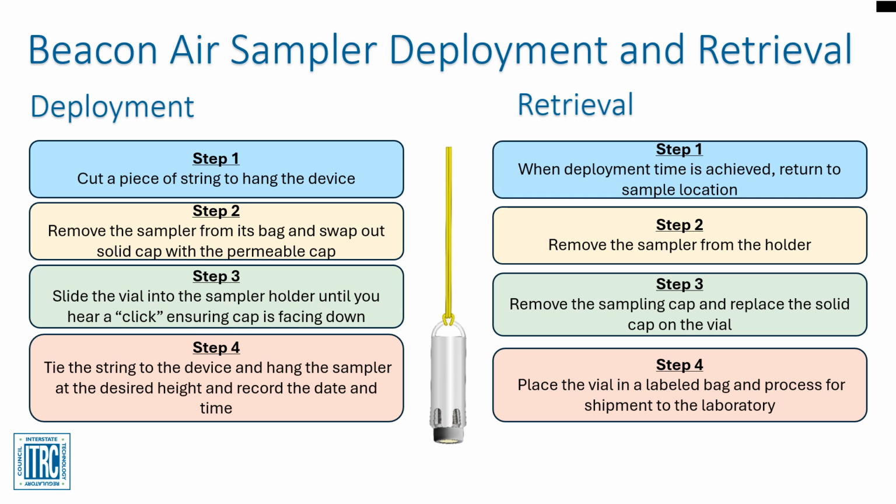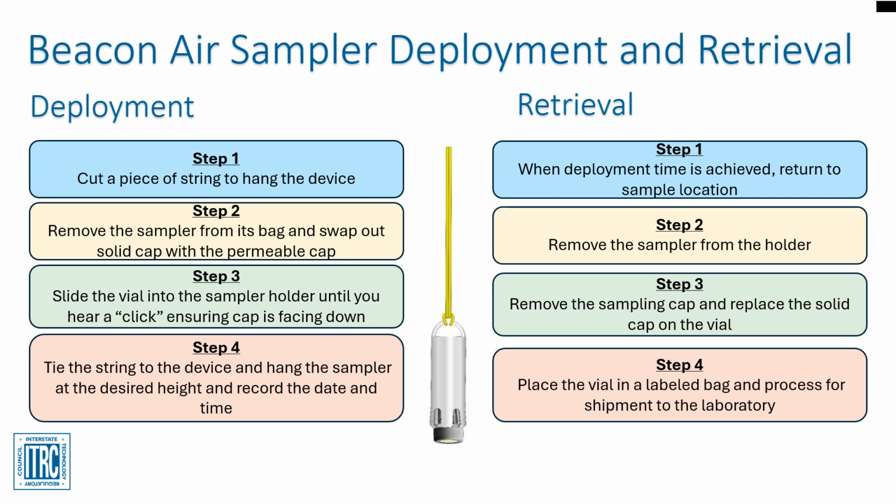Slide the air sampler vial into the beacon sampler holder all the way or until it clicks into place, with the open sampling cap facing out from the bottom of the holder. Secure the string or wire to the loop on the back of the holder, and suspend the device from the desired height with the sampling cap facing downward. Record the installation date and time.